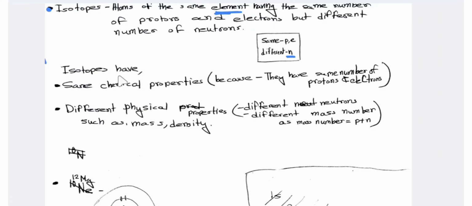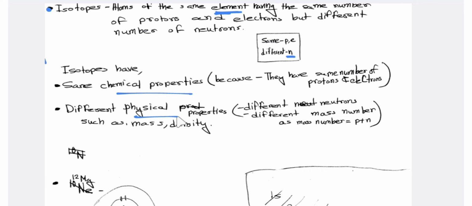Then isotopes have the same chemical properties. Same chemical properties means that they have the same number of protons and electrons, and since protons and electrons determine the chemical properties, isotopes have the same chemical properties.